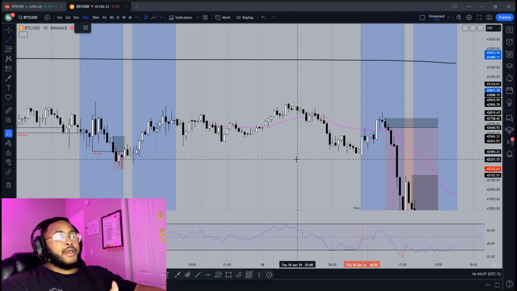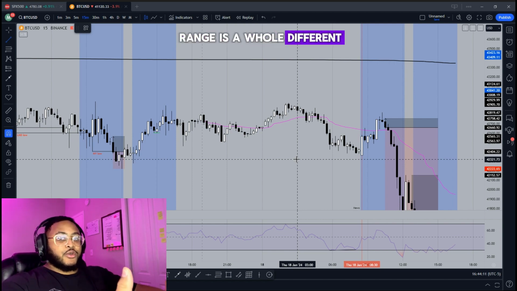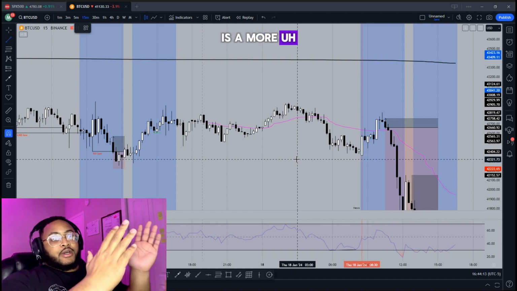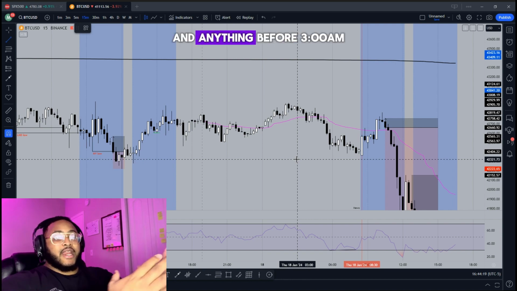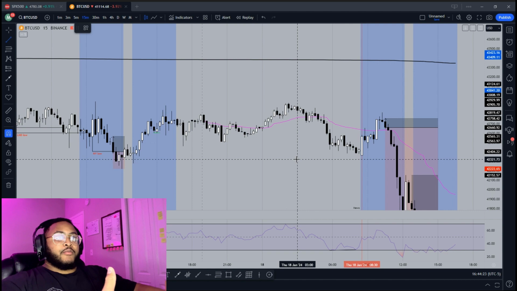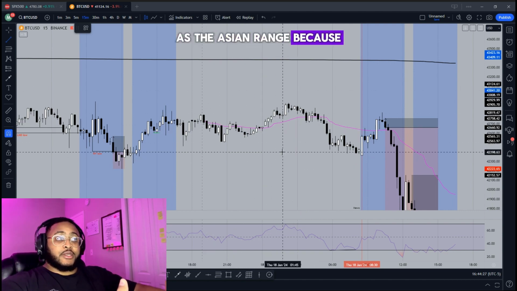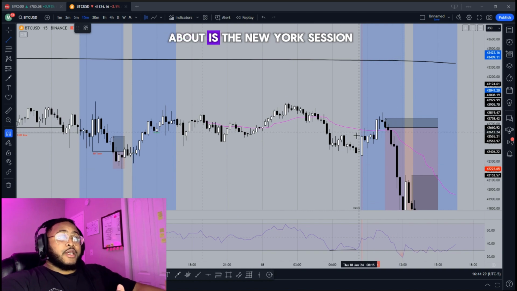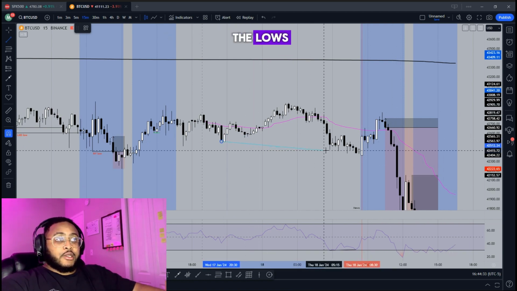market open. Now, a lot of people will say the Asian range is a more specific range, but it keeps things simple for me, just so that I'm looking at price action before 3 a.m. when London market opens. This is the only price action that I will consider as the Asian range, because all I'm really worried about is the New York session. So I'm looking at the lows.